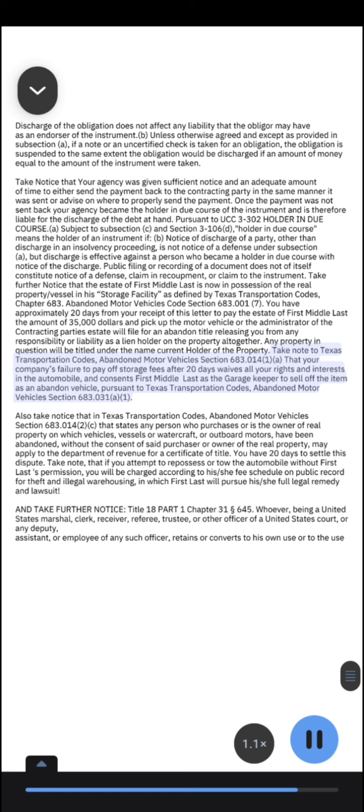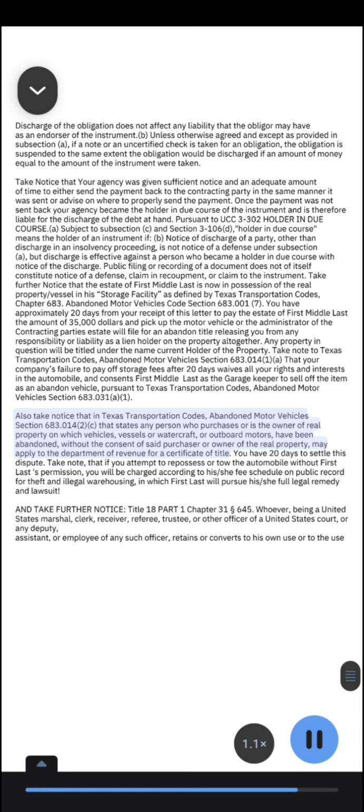683.0141, that your company's failure to pay off storage fees after 20 days waives all your rights and interests in the automobile, and consents first middle last as the garage keeper to sell off the item as an abandoned vehicle, pursuant to Texas Transportation Code, Abandoned Motor Vehicles Section 683.0311.